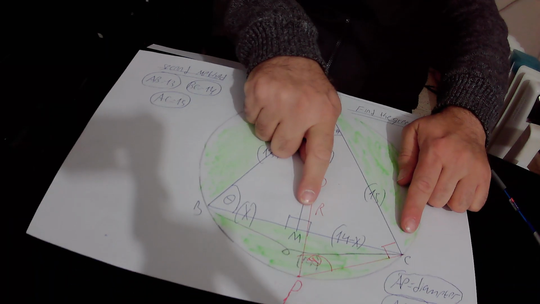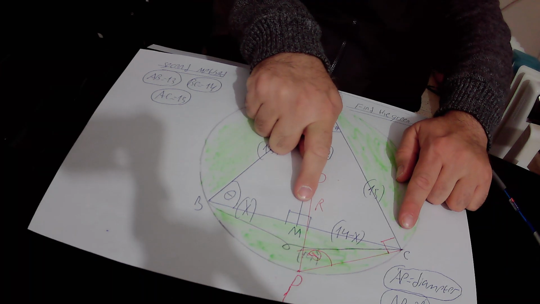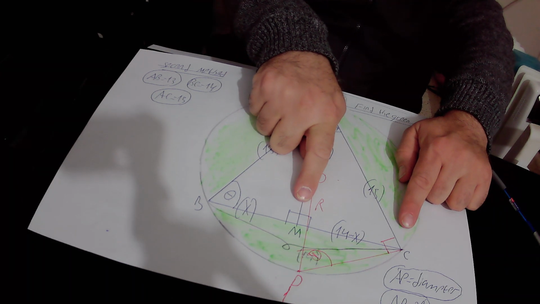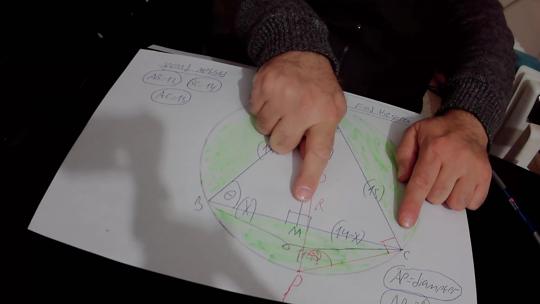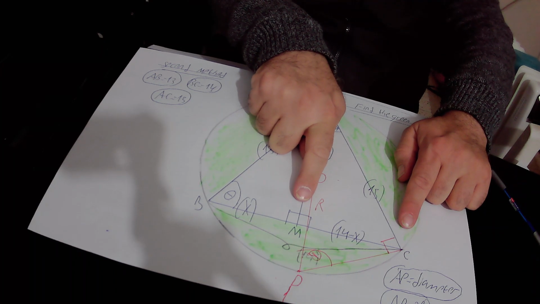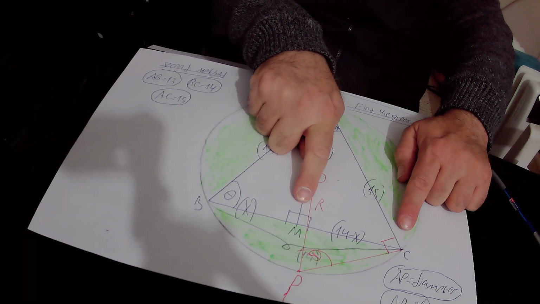What is the ref of CM? From the diagram it is very easy to see that CM equals CB minus MB. That is to say CM equals CB, that is 14, minus MB, that is X according to our definition. So in total CM equals 14 minus X.